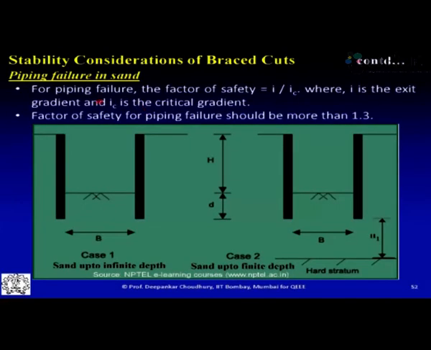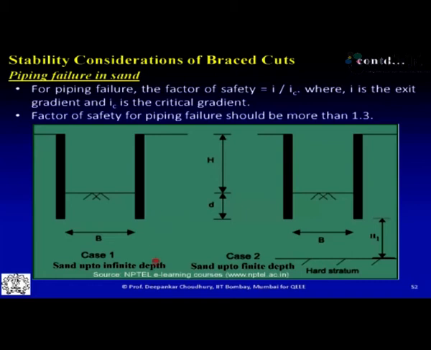Now another condition, which is known as piping failure, in the case of excavation in sand. Earlier we have seen braced excavation in clay soil. Now if the braced excavation has taken place in a sandy layer, there can be two conditions.